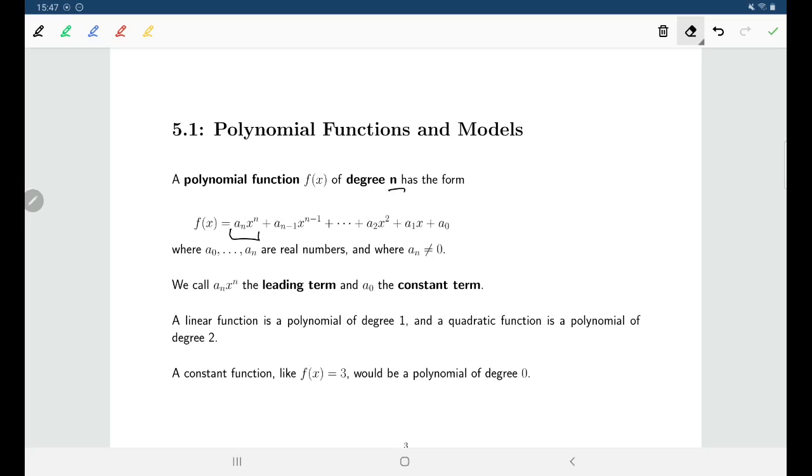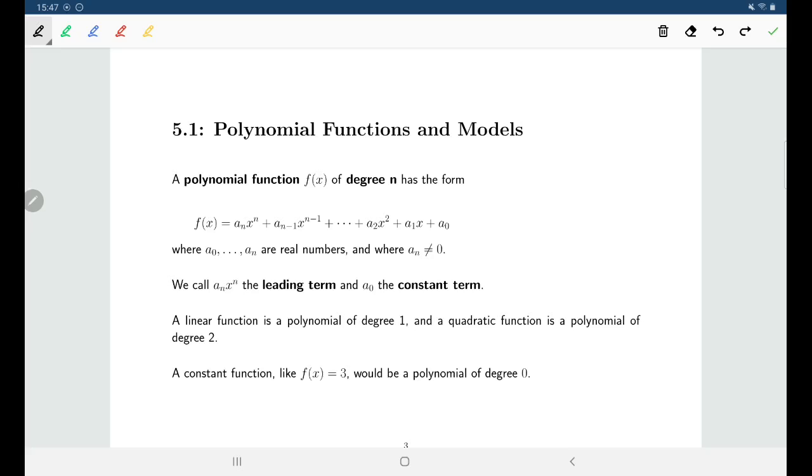We have names for the special terms. The one with the highest power of x, we call that the leading term. Leading term does not necessarily mean that it's the first term that we've written out, so be careful about that. Even if I wrote the terms in a random order or changed the order so that the highest power appeared later, that still would be the same leading term for that polynomial function.